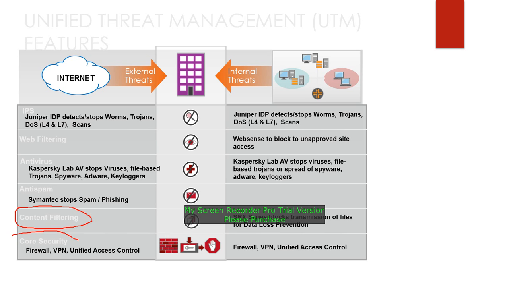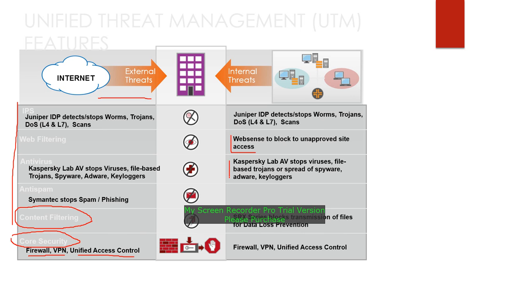And this is core security, which comes by default with the firewall, which is firewall, VPN, and unified access control. So if someone is coming from the external side, the internet side, it will prevent all these attacks. And if anyone is coming from internal traffic, it will check websites to block unapproved sites. If we have categories like porn sites, gaming sites, and social media, we can block them from the web filtering feature.